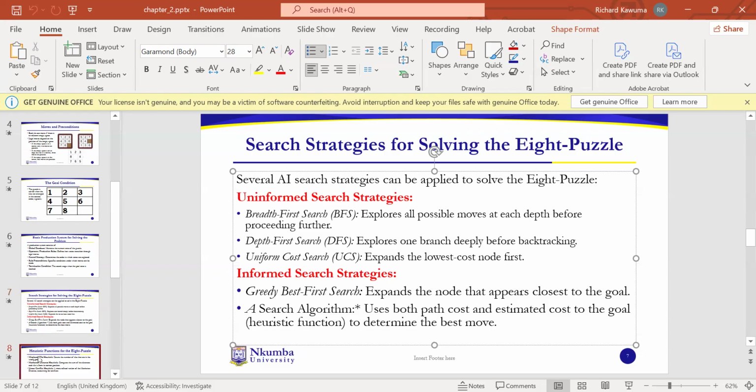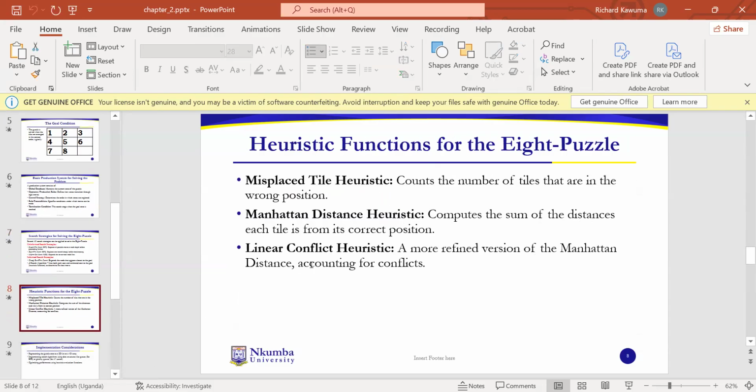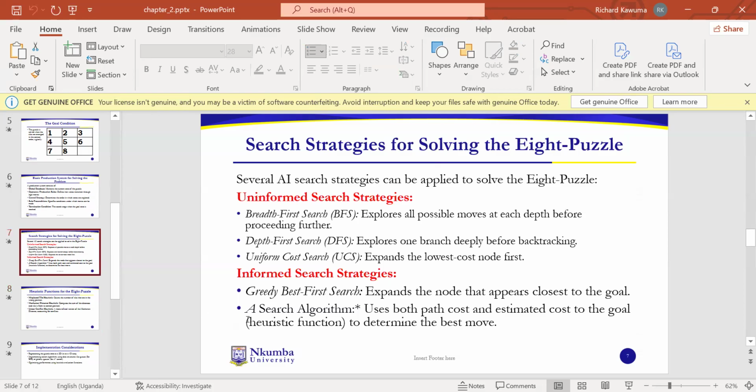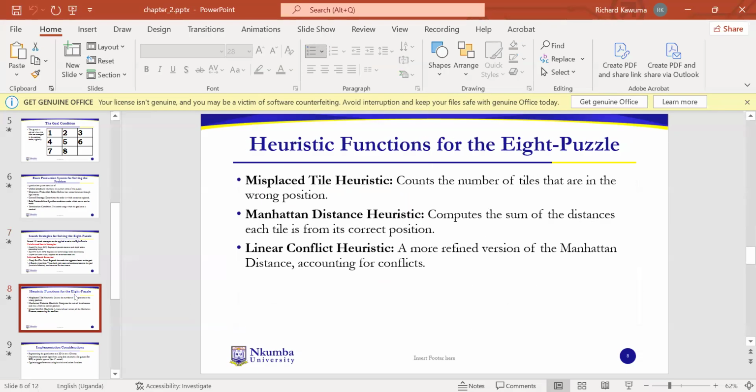We continue to another one: the heuristic functions. We heard about heuristic functions here, so let us see what they are. Heuristic functions for the 8 puzzle. What do you mean by the word heuristic? If someone said that word, what does it mean in English? Who knows what it means?